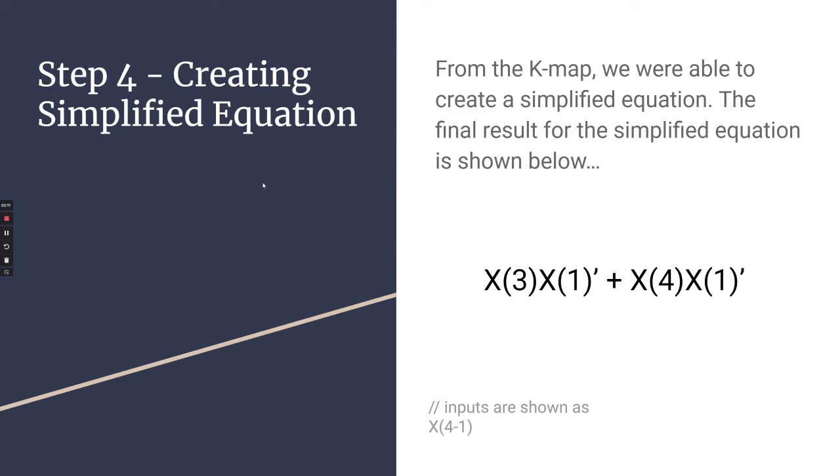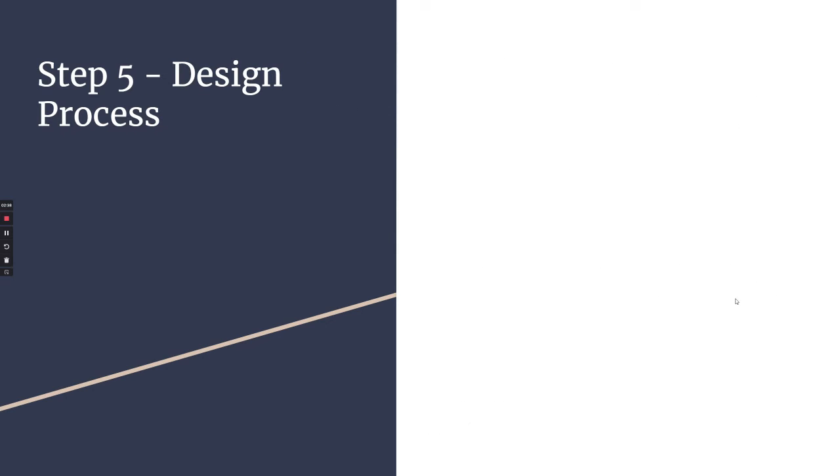which leads us to step 4, which is creating the simplified equation. From the K-map, we were able to create one, and the final result here is x4 and x1 prime, or x4 and x1 primed. And to avoid confusion here, just a little note stating that the inputs are shown as x4 through x1 here, 4 being the most significant bit, 1 being the least significant bit.